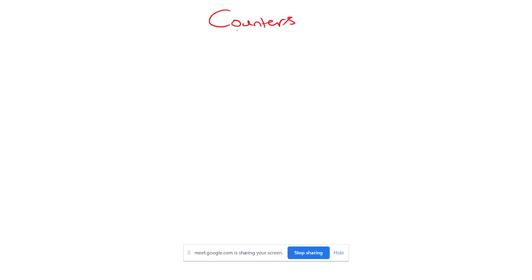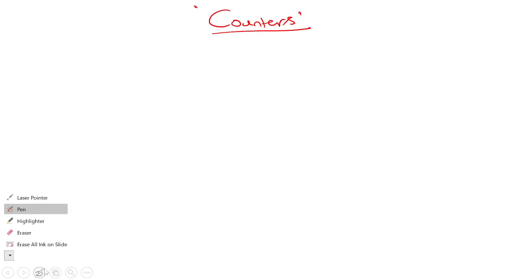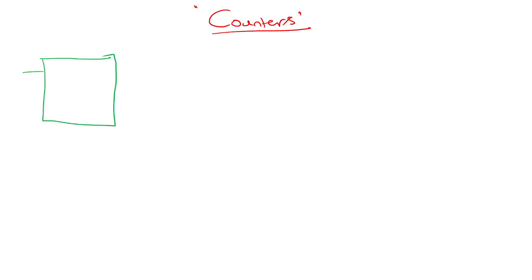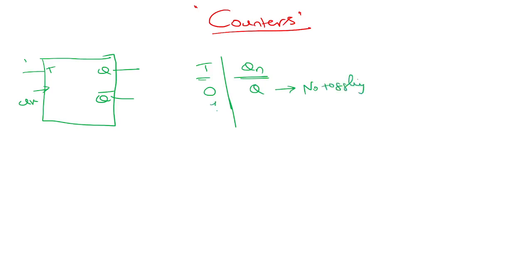So let's discuss counters. All of you know about the T flip-flop, right? So this is a T flip-flop. Let's say there is a clock, Q, Q bar. And if we talk about the characteristic table, if T is 0, the same state will be repeated, no toggling. If T is 1, toggling will take place, right?